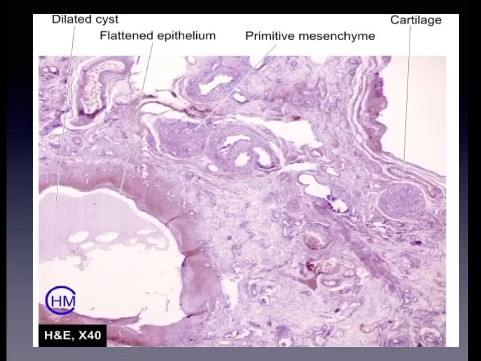So here is a picture of multicystic renal dysplasia. You can see the cysts which are lined by the flattened epithelium. Then apart from that, there are foci of primitive mesenchyme and cartilage.